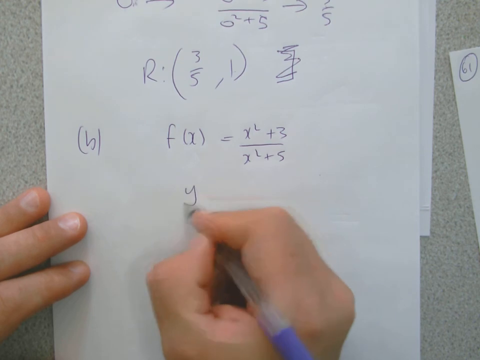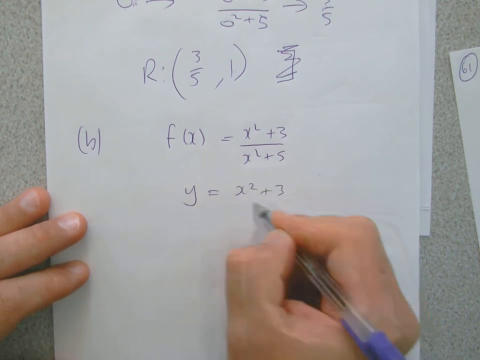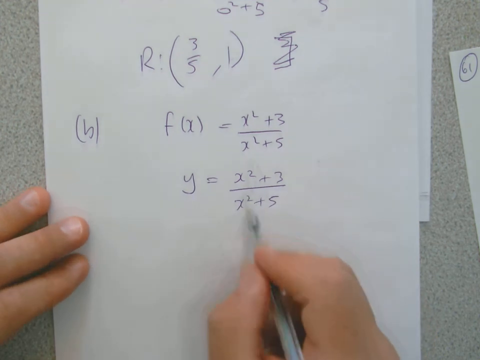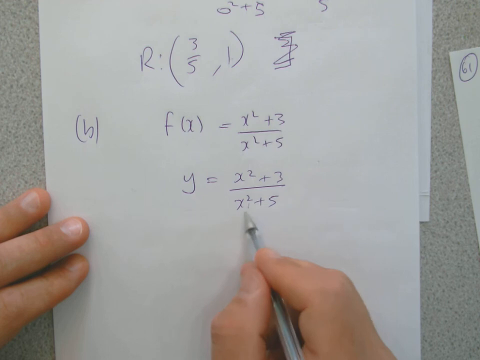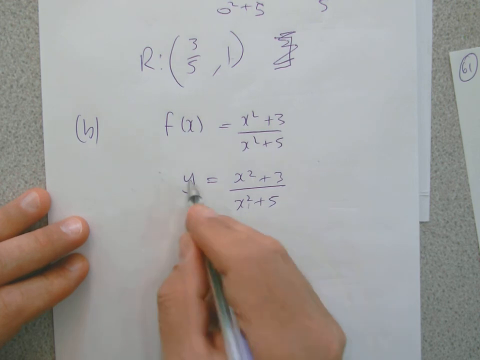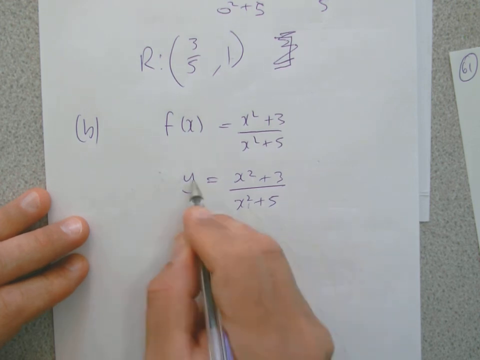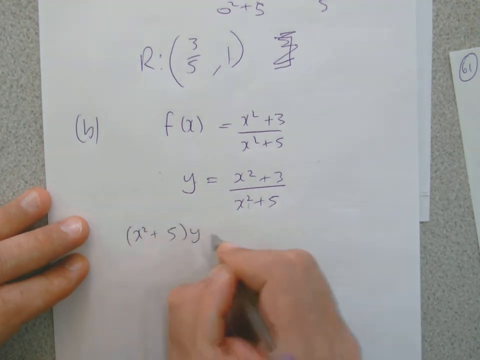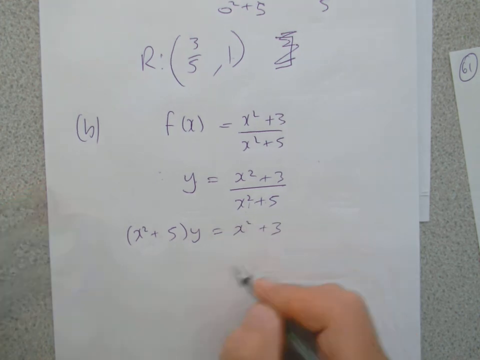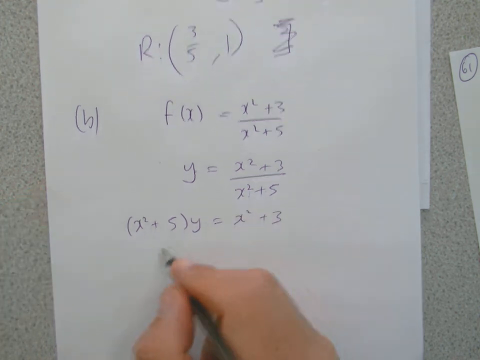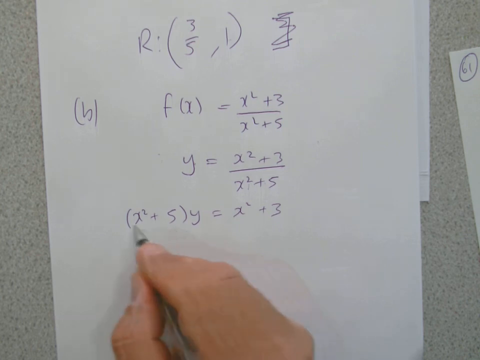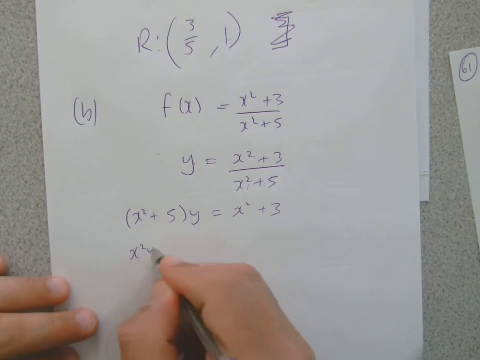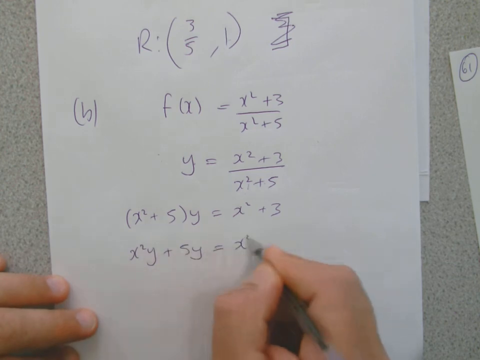So to get the inverse, write it as y equals. What I would do then is, because you want to get x equals, and you've got the thing on the bottom here and on the top, take this up here. I wouldn't take the y down because that's not going to help. Leave the y where it is. Just take this up here and multiply by the y. Just play around with it until you get x on its own. So take that up and multiply by y. Multiply with this bracket, so you get x squared y plus 5y equals x squared plus 3.